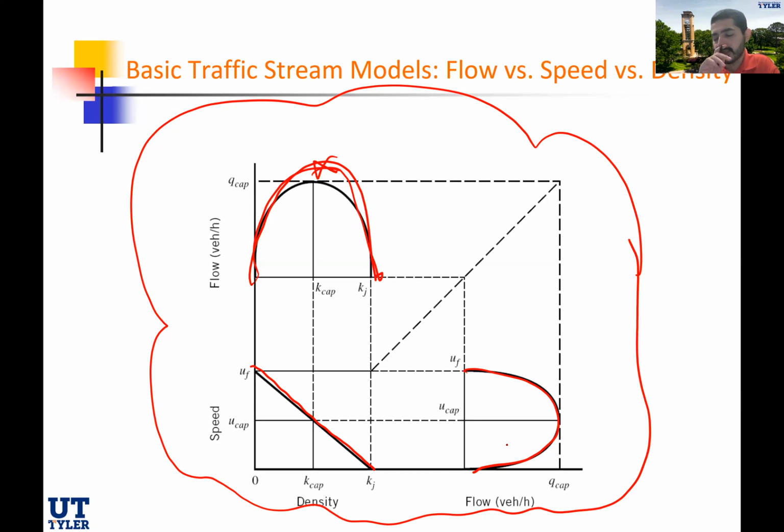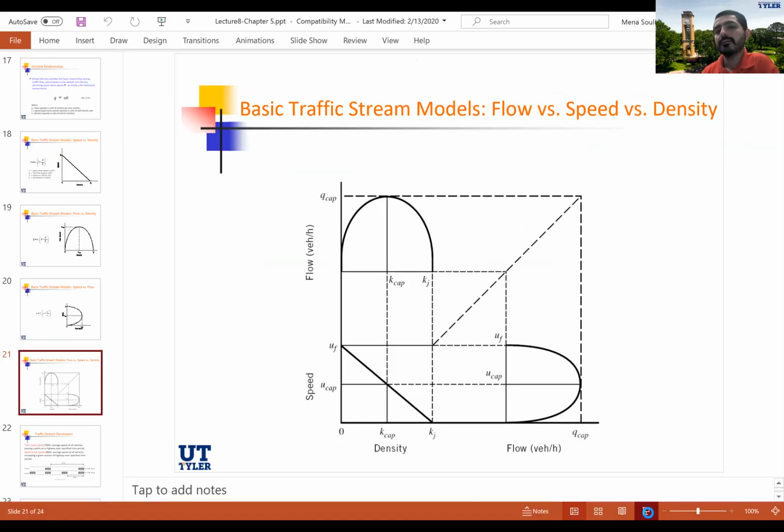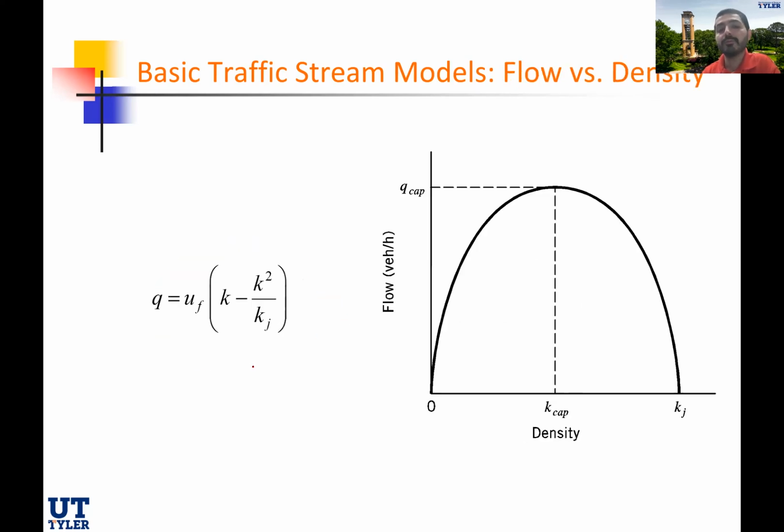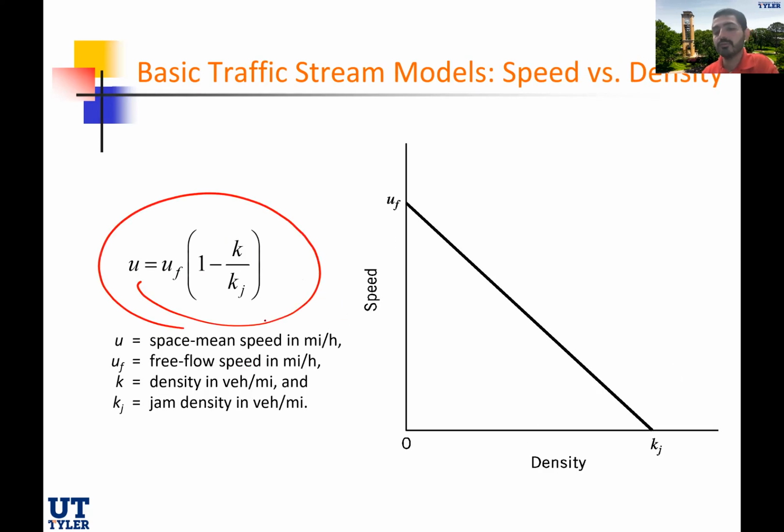Any questions on chapter 5? Yes, please. All of the equations in this chapter are provided. Yes, equations like this, as I said, will be provided. An equation like that will also be provided.